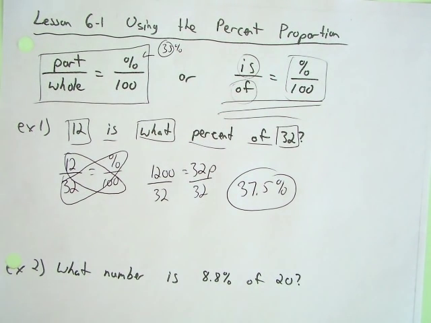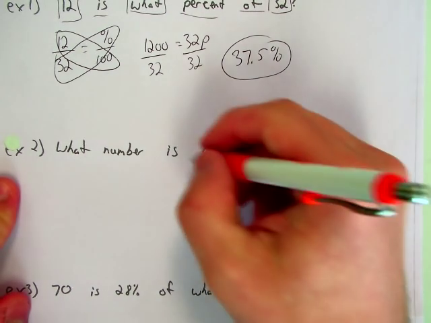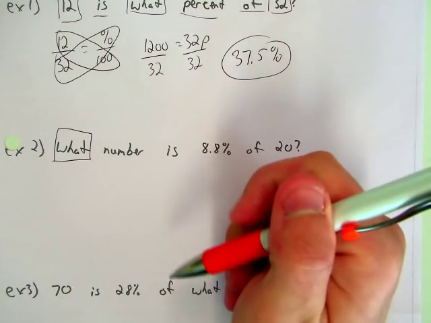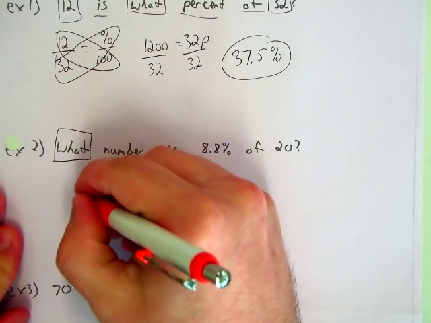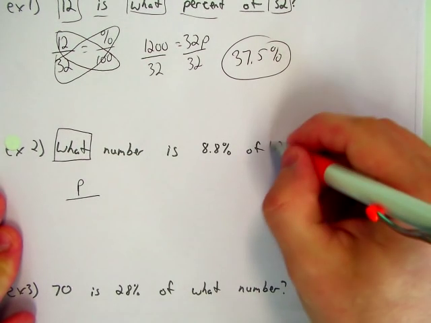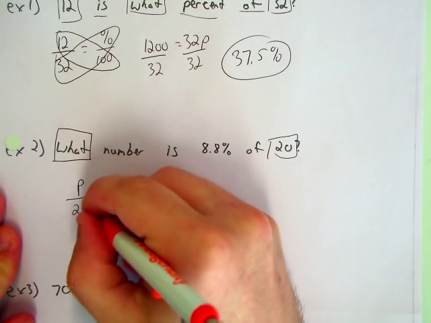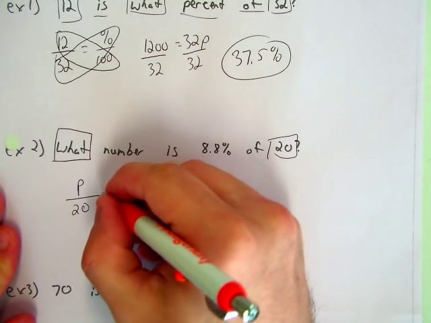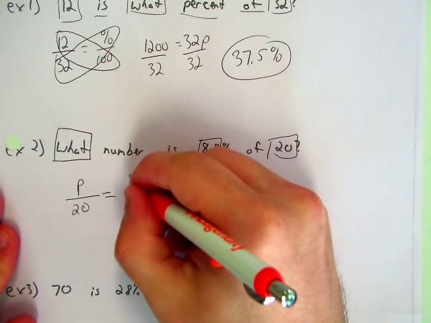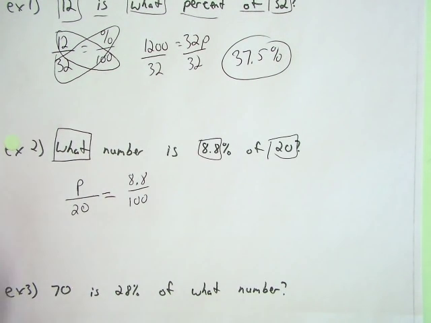All right, let's look at example 2 here. It says, what number is 8.8% of 20? So the word what, it says what number is. So that is going to be the part that's missing. So I'm going to put a P in there for part. 20 is the of, because it says of 20. So I'm going to put 20 in the denominator of this part of the proportion. And then the number that's attached to the percentage is going to be my percent. So it's going to be 8.8 over 100.